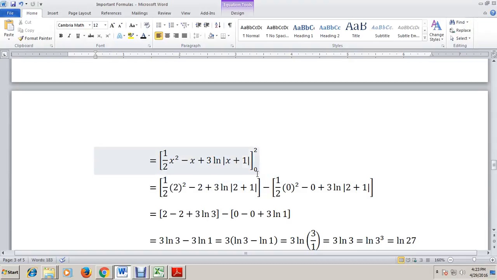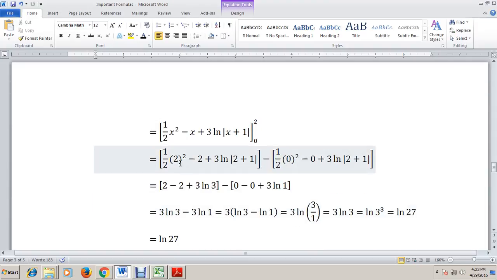Minus the substitution of the minima. So we have negative 1 half 0 squared minus 0 plus 3 ln of 2 plus 1. Of course, this is 2 squared, 4 divided by 2 gives you 2, and 2 minus 2 gives you 0. As for this part, 2 plus 1 is 3. So we have 3 ln of 3.